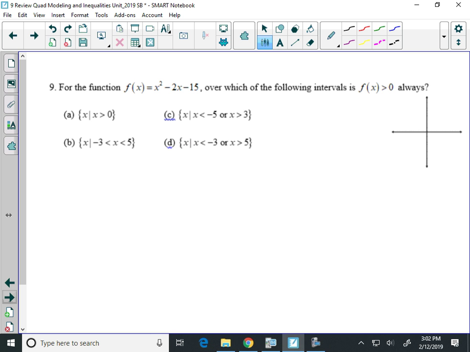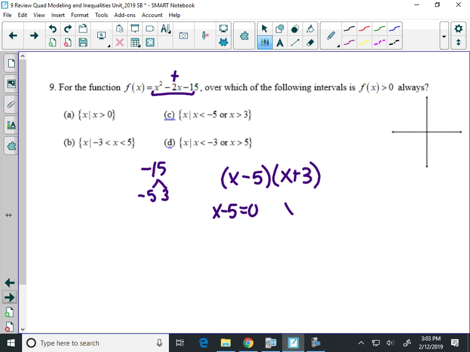The first thing I want to do is find the x-intercepts, so I'm going to factor this. You need to find 2 numbers that multiply to negative 15 and add to negative 2. That'll be negative 5 and 3. So this quadratic factors as x minus 5 times x plus 3. And from there, using the zero product law, by setting each factor equal to 0, I can determine that the x-intercepts are at 5 and negative 3.